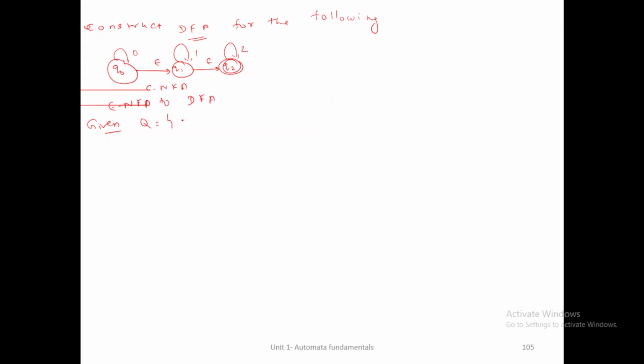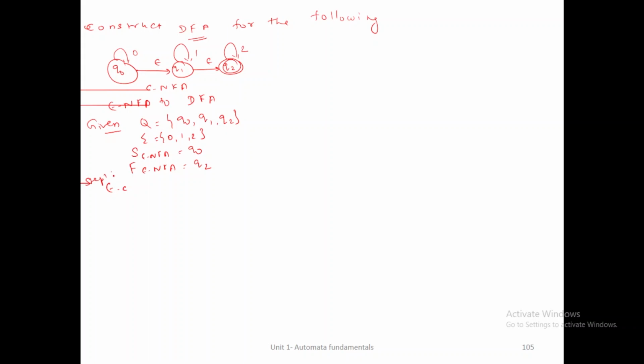So how many Q's are there? 3 values are there. You write it. And how many alphabet symbols are there? 3 alphabet symbols. What is the starting state of the epsilon NFA? That is Q0. What is the final state of the epsilon NFA? That is Q2. Then write the epsilon closure values.